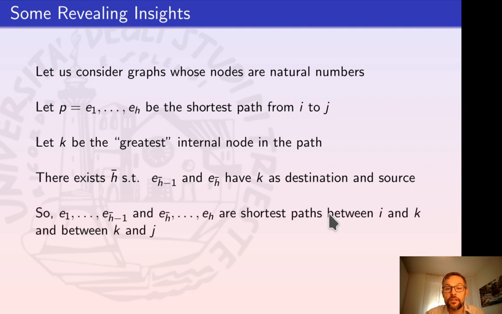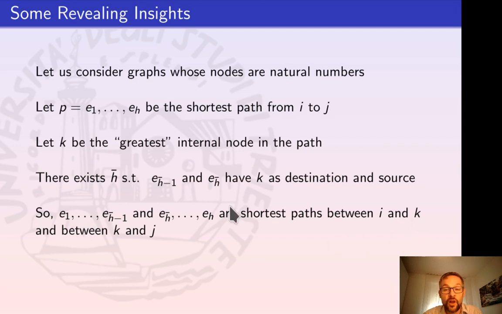So, if this is the case, we also know, since this is the shortest path, that this prefix of the shortest path should be a shortest path too from I to K. Because if this is not the case, we can replace it by using the shortest path between I and K and end up with a path which should be shorter than the shortest path from I to J.